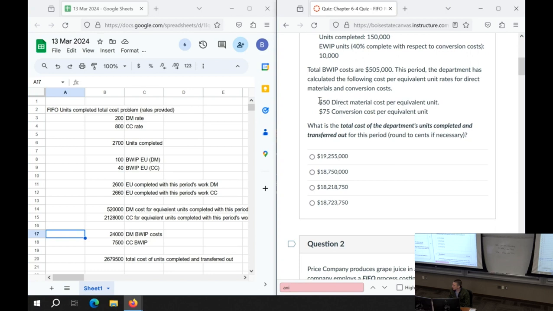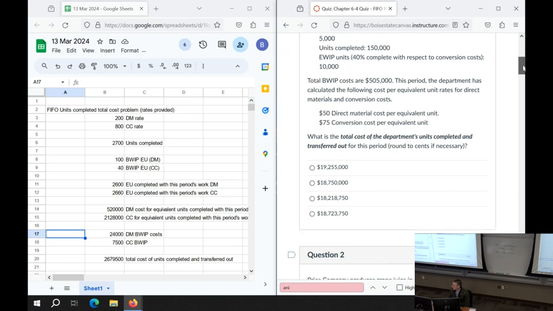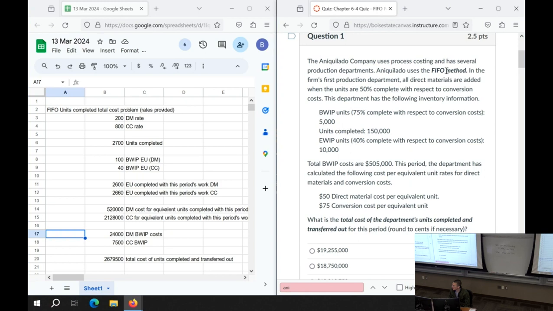And we have our two rates. I'll scroll back up. We use FIFO. We're the first production department, which is great because that means there are no transferred in costs. We're transferring down to other departments, sure. All direct materials are added when units are 50% complete with respect to conversion costs. Well, that's potentially irrelevant to us. Let me step back. We don't have to worry about that in terms of calculating the rate. We'll come back to whether that's relevant for other stuff, but useful note either way.